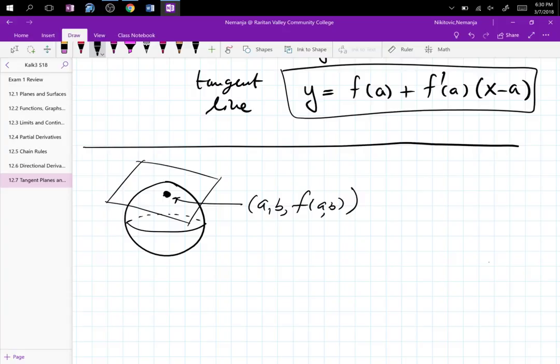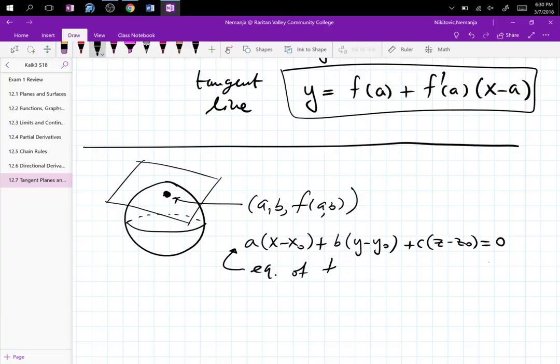So what we have now is this point of interest here, and that point is going to be A, B and then f of A, B, because you are computing the z value when you plug in A and B into the function, which is the surface that you have. And you also know, hopefully, from before, that the equation for the plane is a(x minus x0) plus b(y minus y0) plus c(z minus z0) equals 0. So that was the equation for the plane.